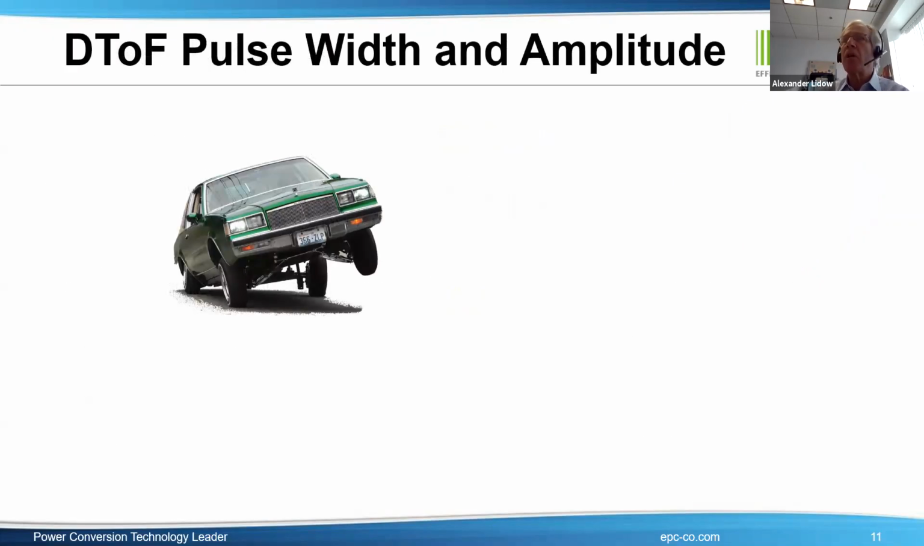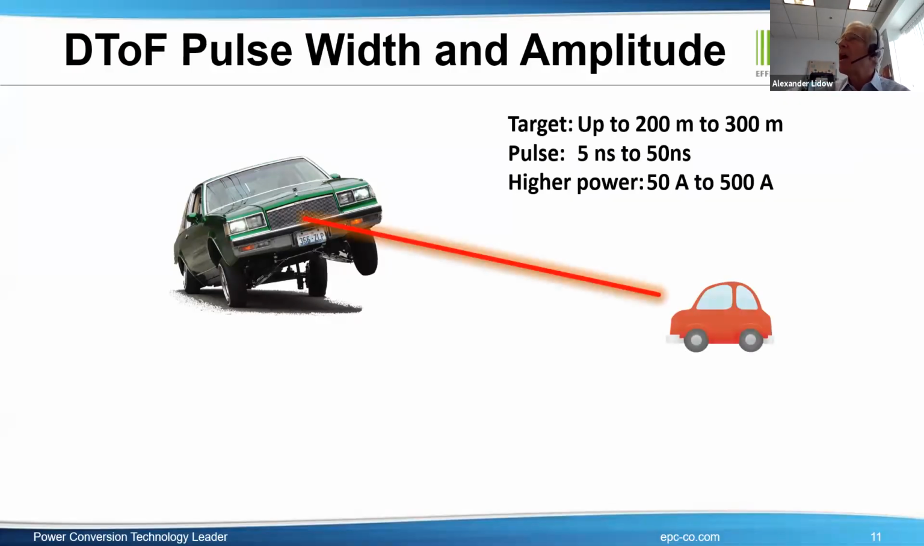So let's talk a little bit about direct time of flight and the practical requirements for the electronics involved in direct time of flight. So here you have a rather bizarre car, and it's trying to see an object 200 to 300 meters away. As we saw earlier, you have to have a narrow pulse. As a matter of fact, if you want to see things at that distance with reasonable resolution, you need pulses between 5 and at the worst case 50 nanoseconds.